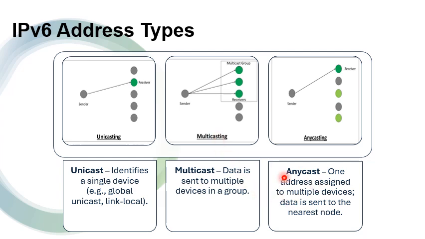Then the last one is anycast addressing. It is assigned to multiple devices, but data is sent to the nearest device in the group. It is mostly used in load balancing, content delivery networks, and distributed DNS services, where multiple servers share the same IP address and requests are routed to the closest one.